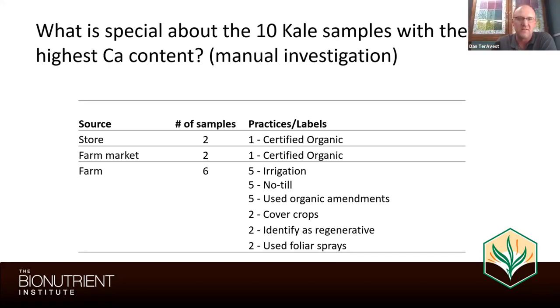What I found was two of those samples came from a store, and one of those store samples was certified organic. Two of those samples came from a farmer's market, and again, one of them was certified organic. Six of those samples came from a farm. And when I started looking at farm management, I found some things that I found interesting. Five of those six, the kale was irrigated. Five of those six farms had no-till practices. Five of those six used organic amendments. Then we also have a couple that used cover crops, a couple that were grown by farmers who self-identified as regenerative, and a couple who used foliar sprays. So I'm really curious, this irrigation, this no-till, is that a real effect or just coincidence?